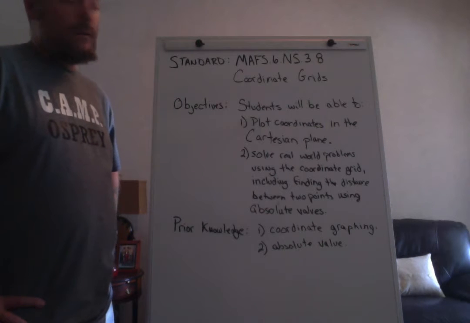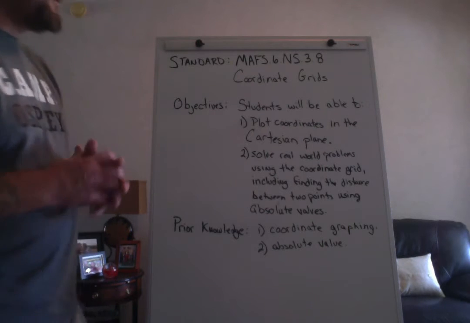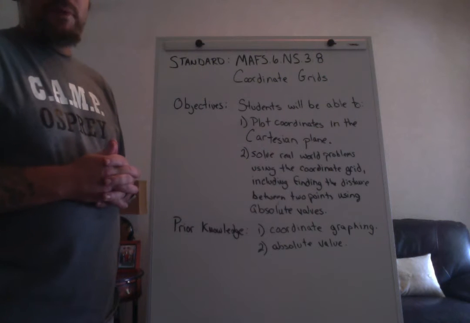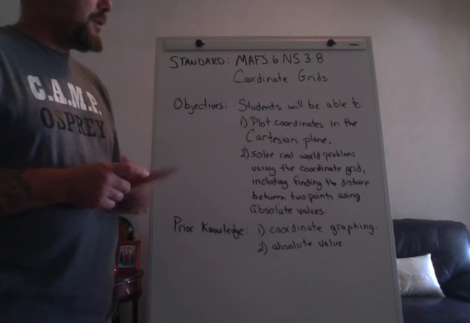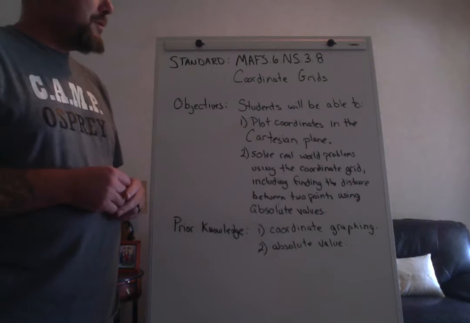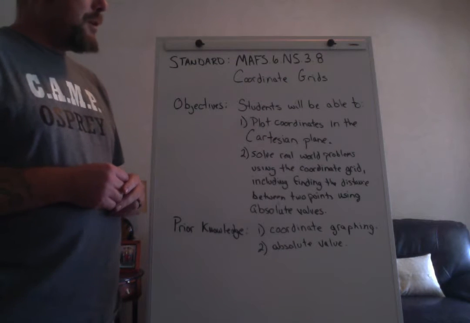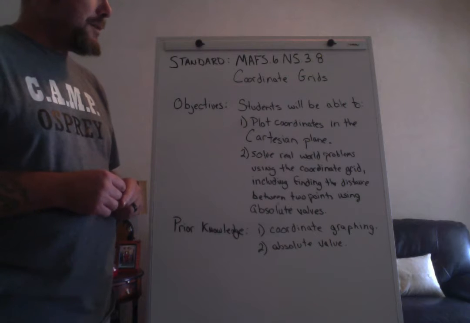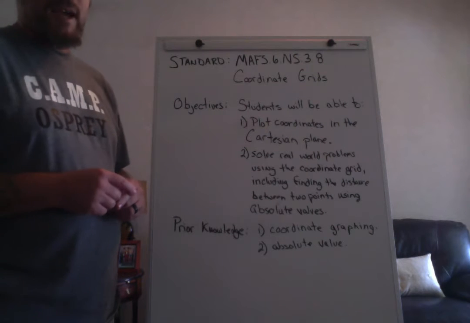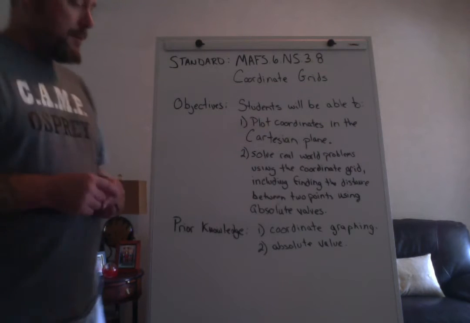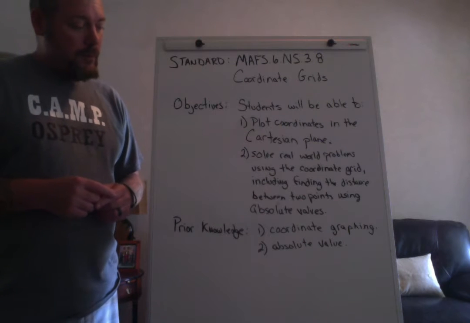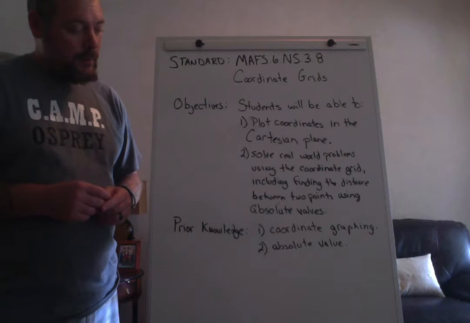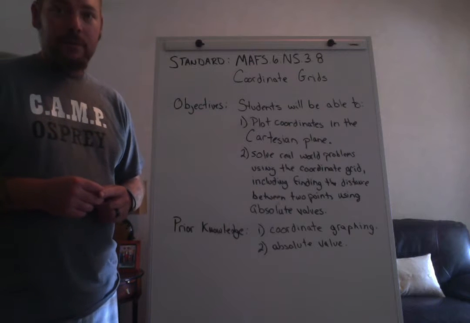6.NS.3.8, and this is coordinate grids. The objective: students will be able to do two things. Number one, plot coordinates in the Cartesian plane, and number two, solve real-world problems using the coordinate grid, including finding the distance between 2 points using absolute values. Prior knowledge for this lesson is coordinate graphing and absolute values.